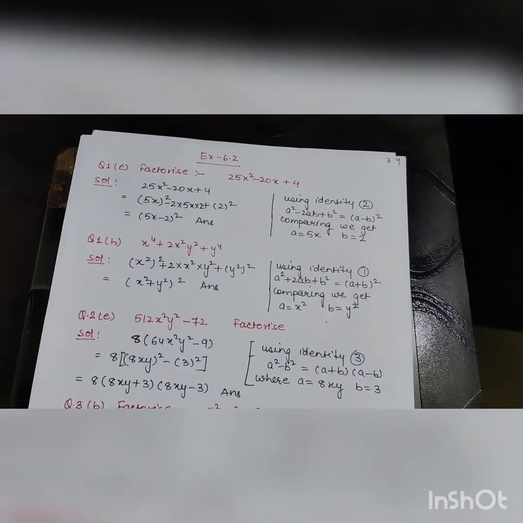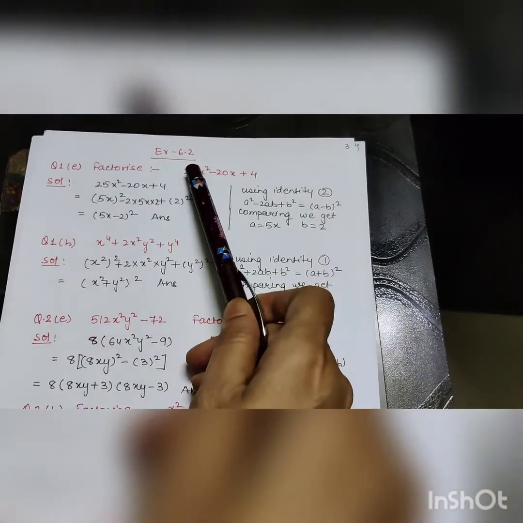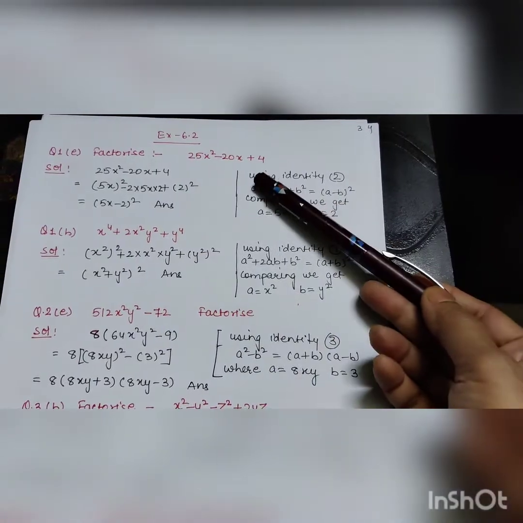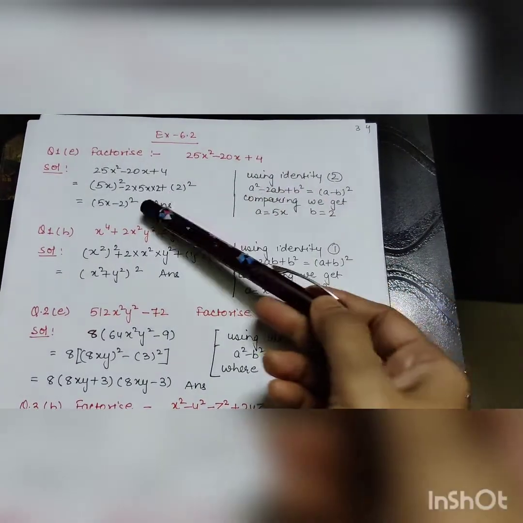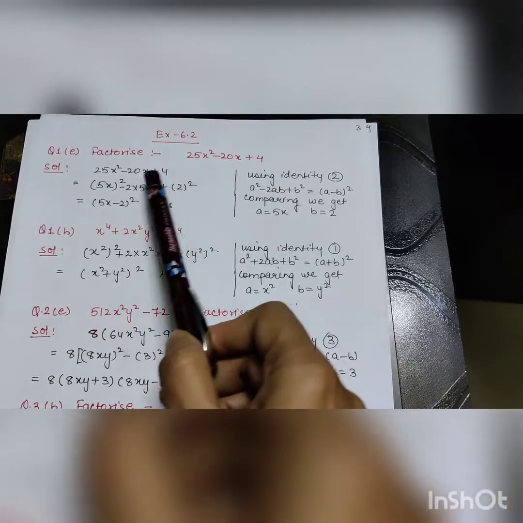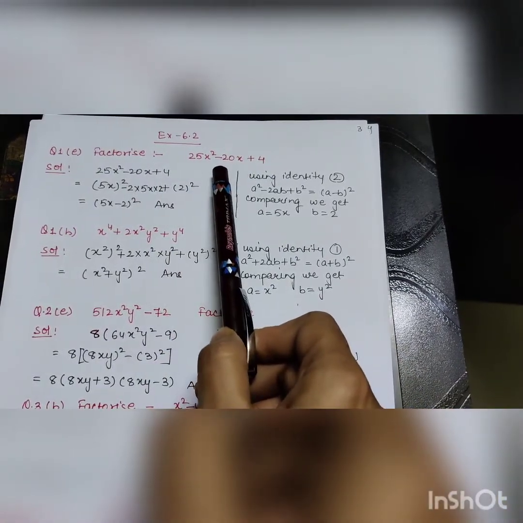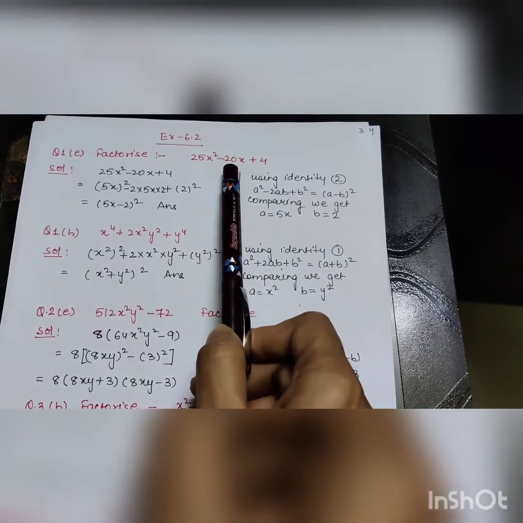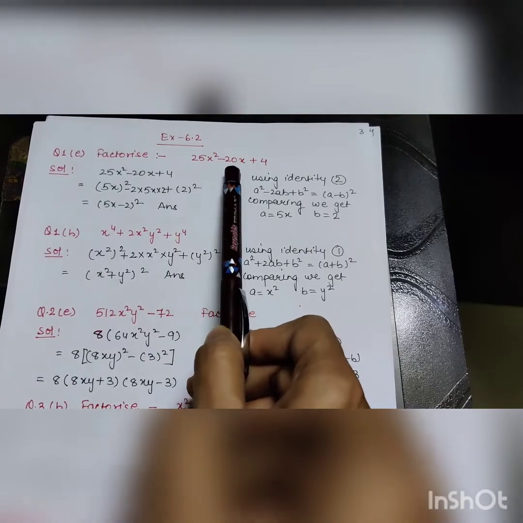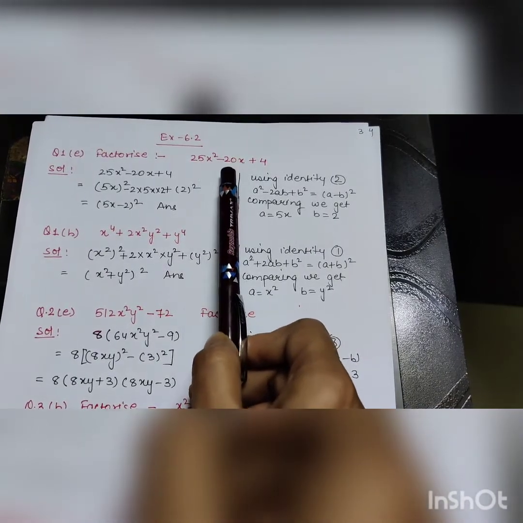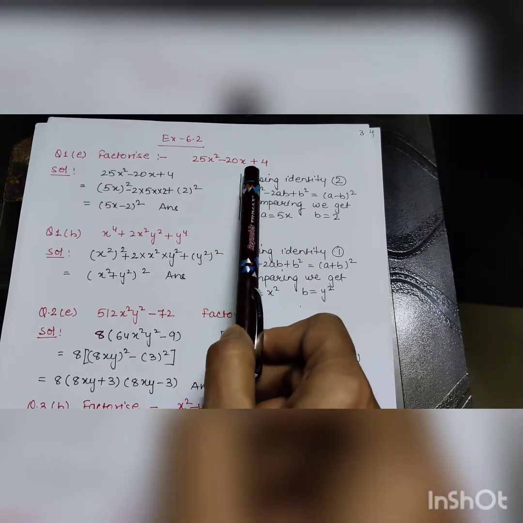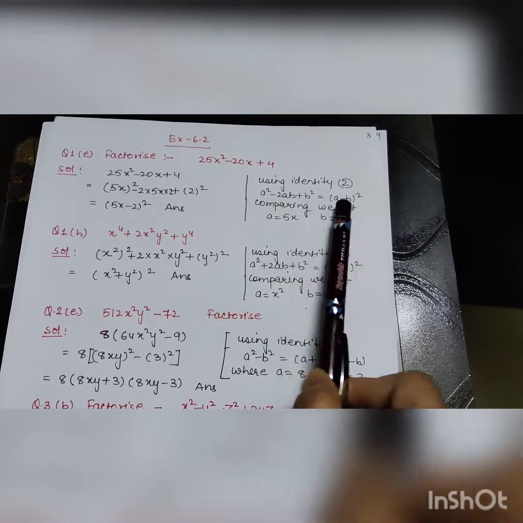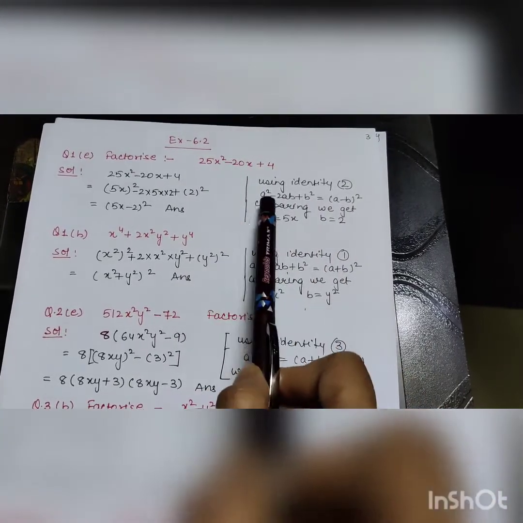6.2. So exercise 6.2, question number 1, E part. Factorize 25x square minus 20x plus 4. So what we have to do is use any of these three identities. Let's check which identity to use here. Since there is a negative sign in the second term, it goes with identity 2, a square minus 2ab plus b square equal to a minus b whole square. So we are going to use this identity, right?